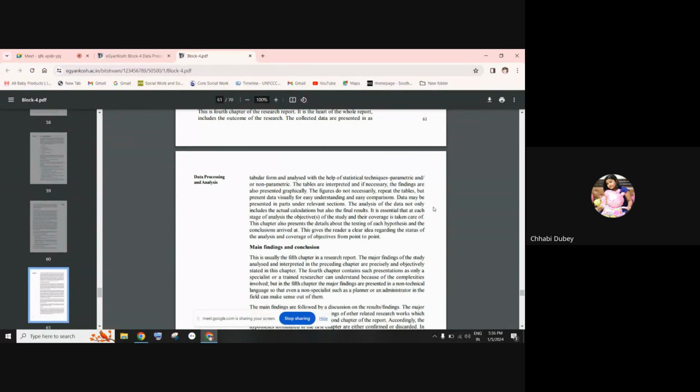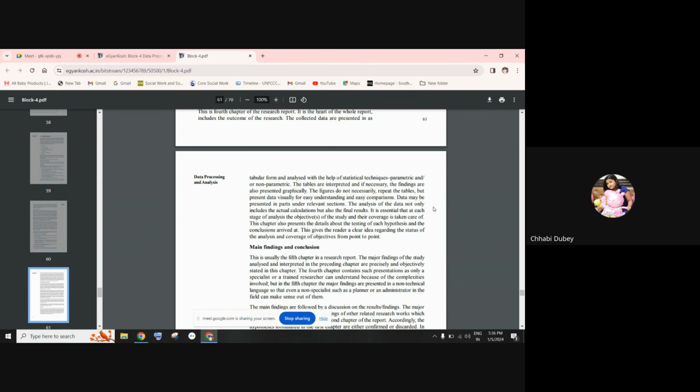Then we come to the major findings and conclusions. Now, this is generally the fifth chapter in a research report, where the major findings of the study, analyzed and interpreted in the preceding chapter, are precisely and objectively stated. Now, the fourth chapter contains such presentations as only a trained researcher can understand.